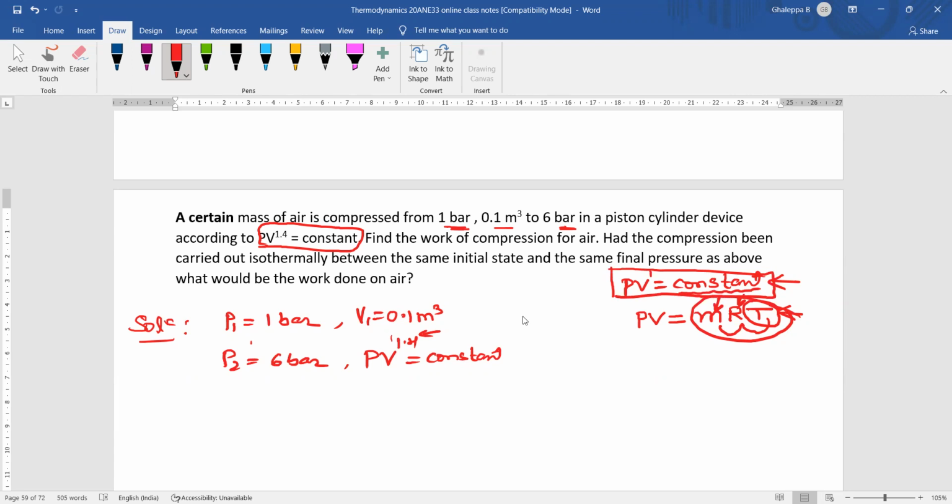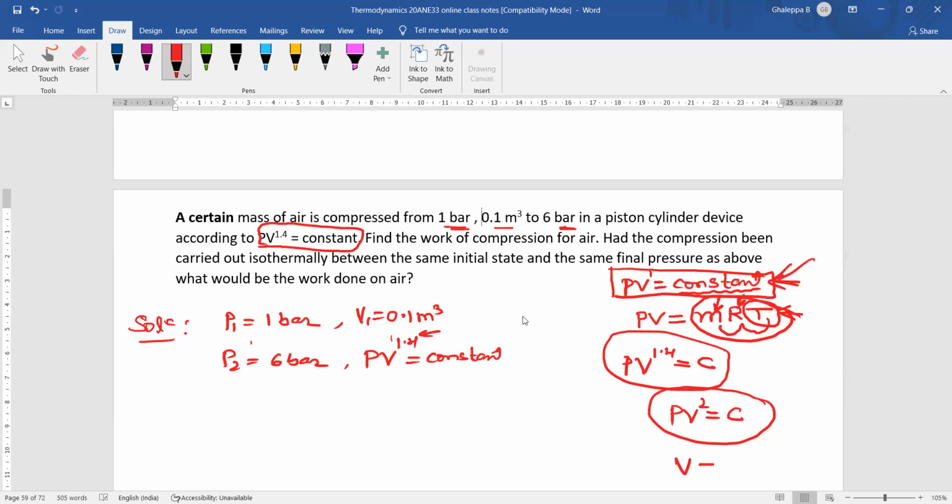isothermal equation. Okay, I will write here: PV to the power 1.4 is the adiabatic equation. PV to the power n is equal to constant, this is the polytropic equation. PV is equal to constant, it is the isothermal equation.